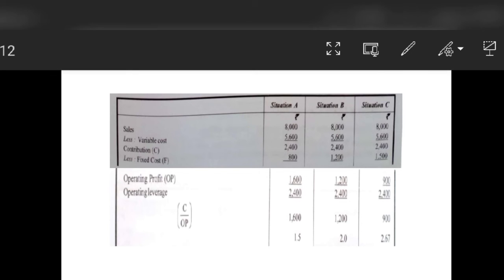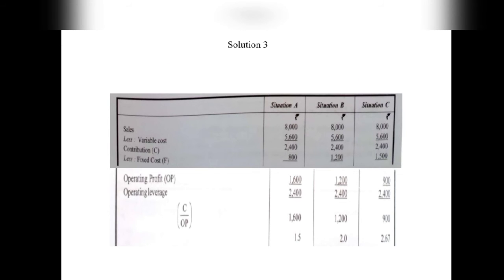So first step will be to calculate the contribution. So students, how do we calculate contribution? Contribution is nothing but sales minus variable cost. So in order to calculate the contribution, first of all we'll have to begin with the sales. Now they have given the sales as 800 units. That is the capacity which they are using. So it is 800 units and the selling price per unit is rupees 10. So 10 into 800. So the sales will be rupees 8000 under all 3 situations.